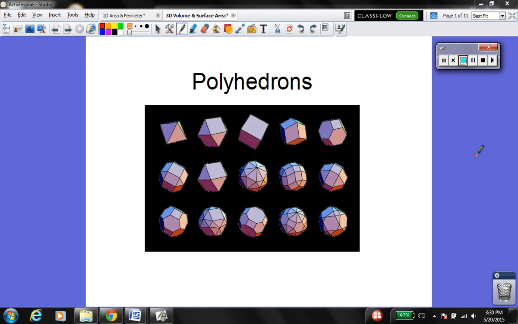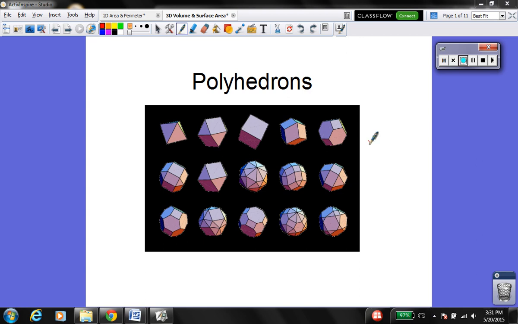Next, we're going to discuss concepts of polyhedrons and the surface area as well as the volume of each of these. We're not going to talk about all of them, we're just going to talk about some of them as well as some other three-dimensional objects. So we're going to talk about rectangular prisms, we're going to discuss cylinders, spheres, as well as the cone.